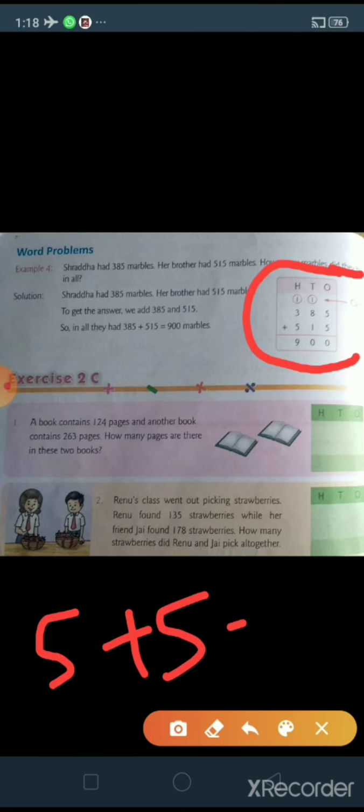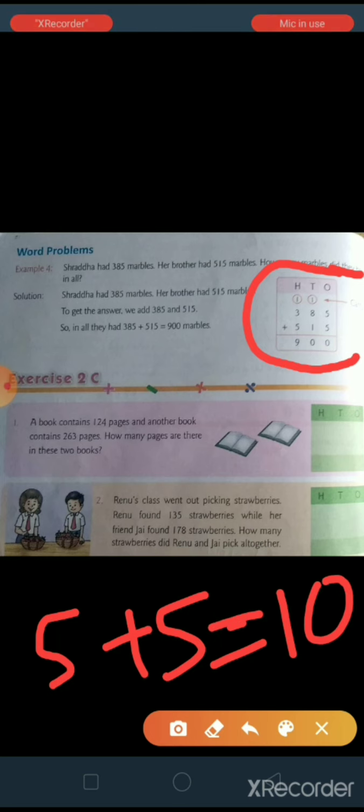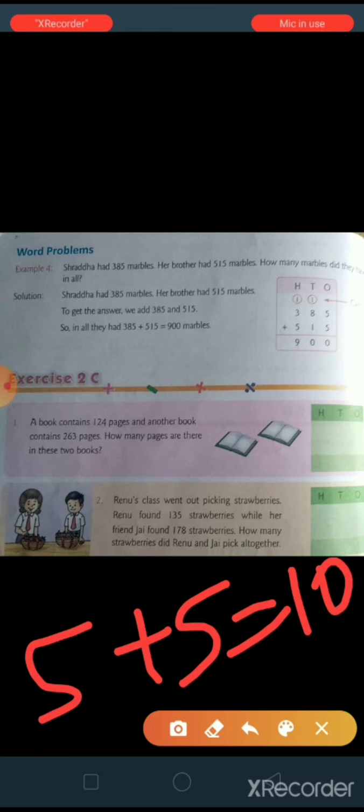Then our next step is to add the digits in the column of ones. So 5 plus 5 is equal to 10. Here there are 2 digits, so we just write the ones digit, which is 0, and the 1 we carry to the column of tens.